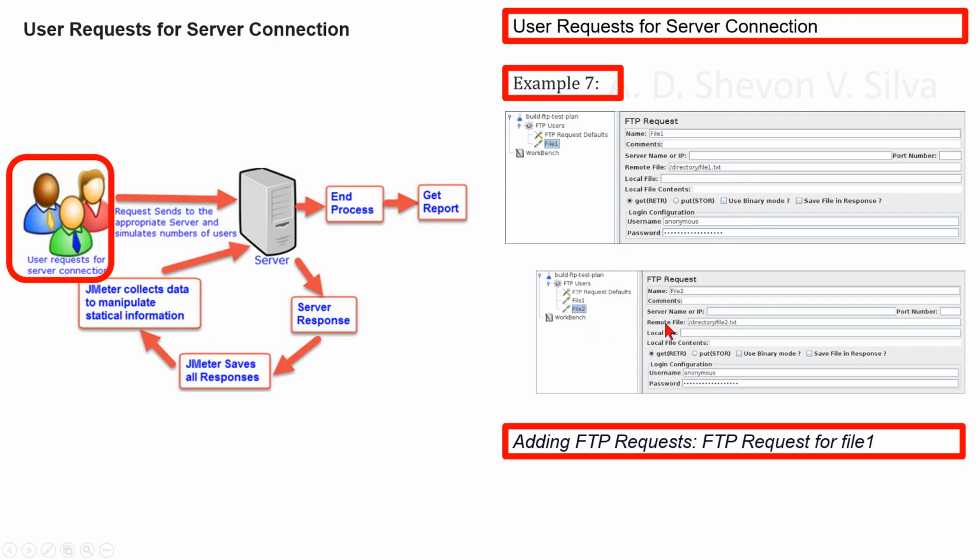Next, add the second FTP request and edit the following properties. See the figure here. Change the name to file 2. Change the remote file field to /directory/file2.txt. Change the username field to anonymous. Change the password field to anonymous@test.com. Here you can see the FTP request for file 2.